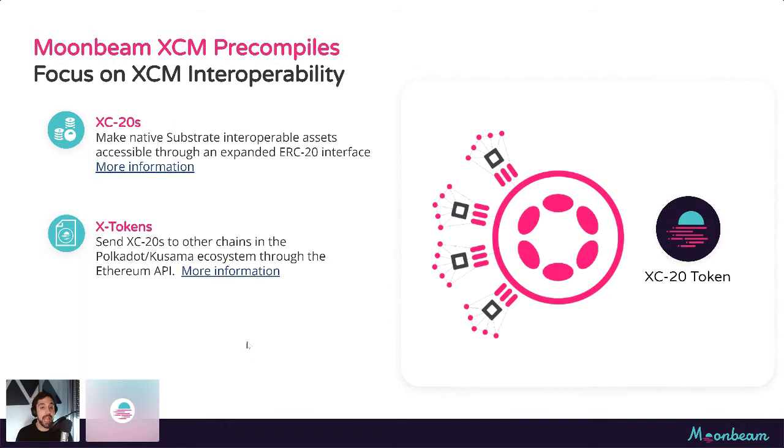Another precompile is XTokens, and this allows developers or users to send XC20s to other chains in the Polkadot and Kusama ecosystem through the Ethereum API. So that is why, for example, when you're using the Lido interface to send XC.DOTs to Polkadot, you sign this with MetaMask, right? And this is really powerful because we have seen dApps or wallets integrating the functionality of sending XC20s to other chains using basically this precompile.